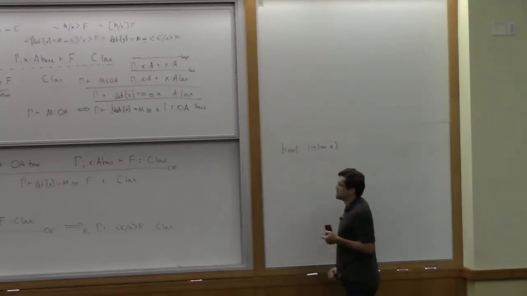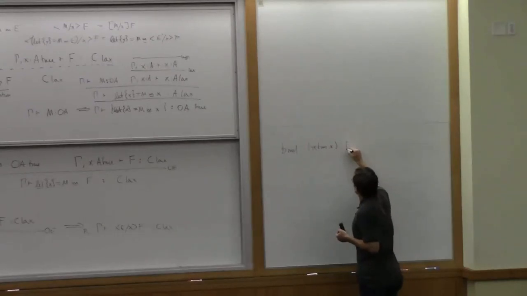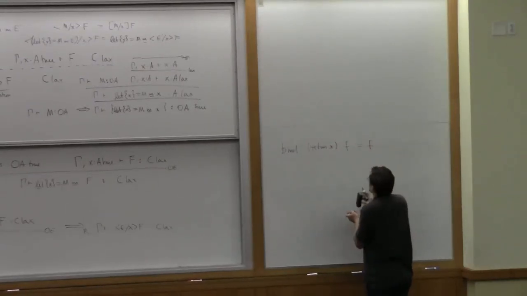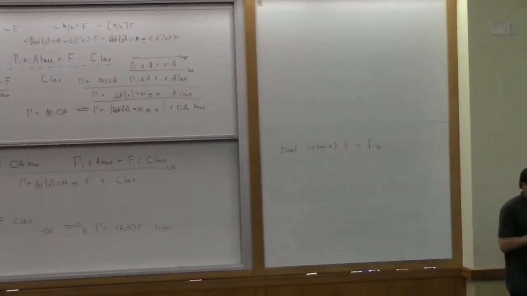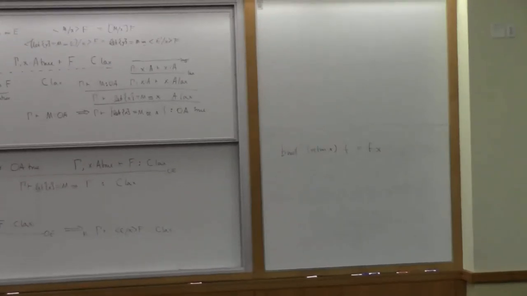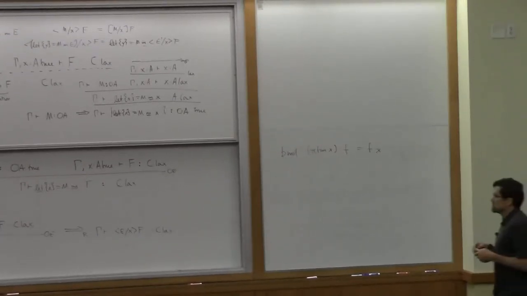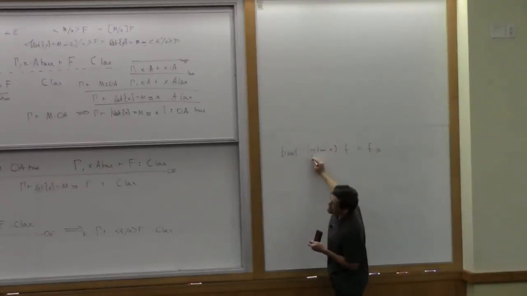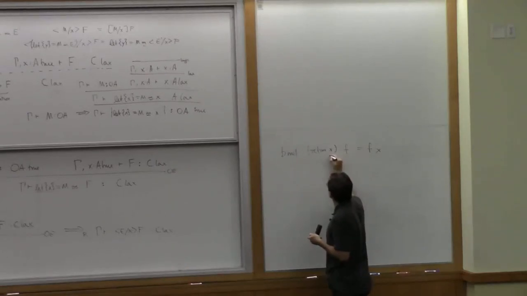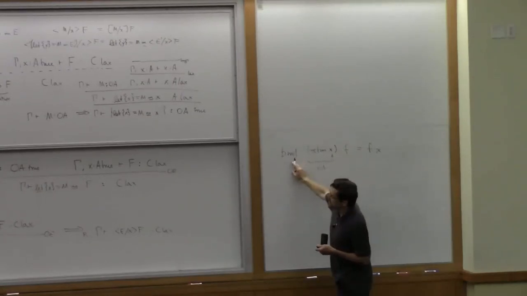Bind x f equals f of x. Or no, f of x, that's right. Okay, so let's look at that. Does it make sense from the typing point of view? Let's just verify that. Okay. So the first argument to bind should be of type circle A. So x should be of type A, so that this is circle A, which is okay as the first argument to bind.